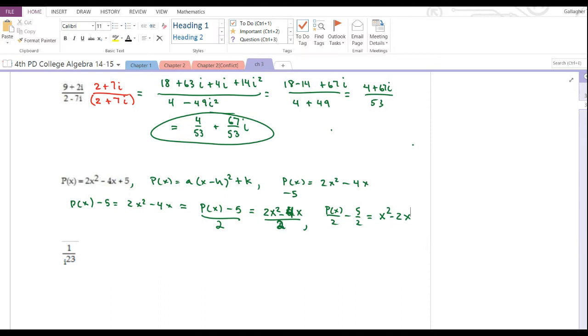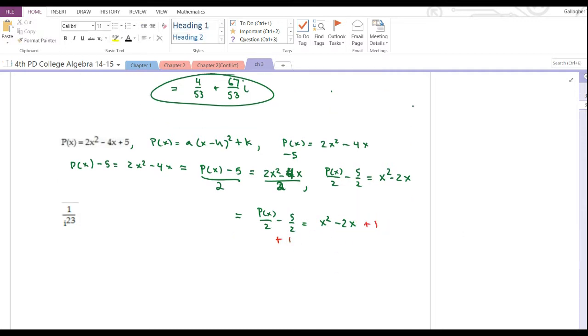Okay, so now I'm going to run this down here. I have P of x over 2 minus 5 over 2 equals x squared minus 2x. Now I'm going to add that 1, see? Half of the middle term squared, which is plus 1. Now, I have to add it over here too to keep my equation balanced.